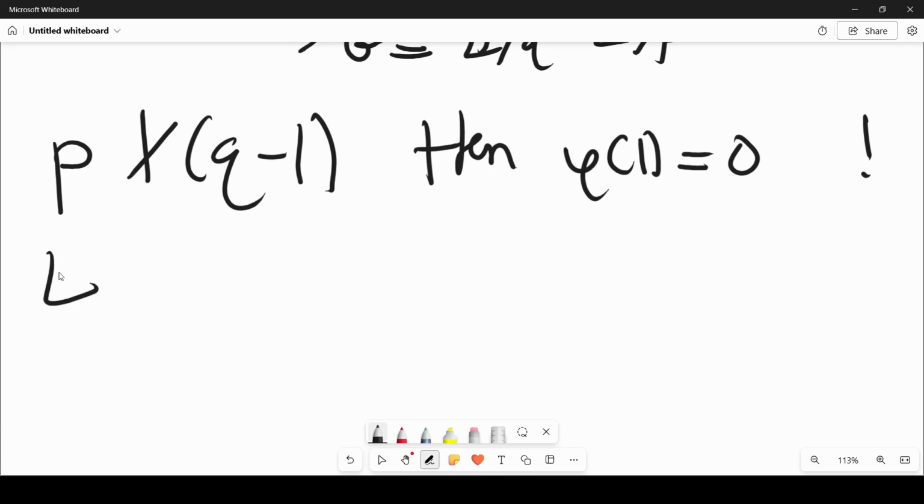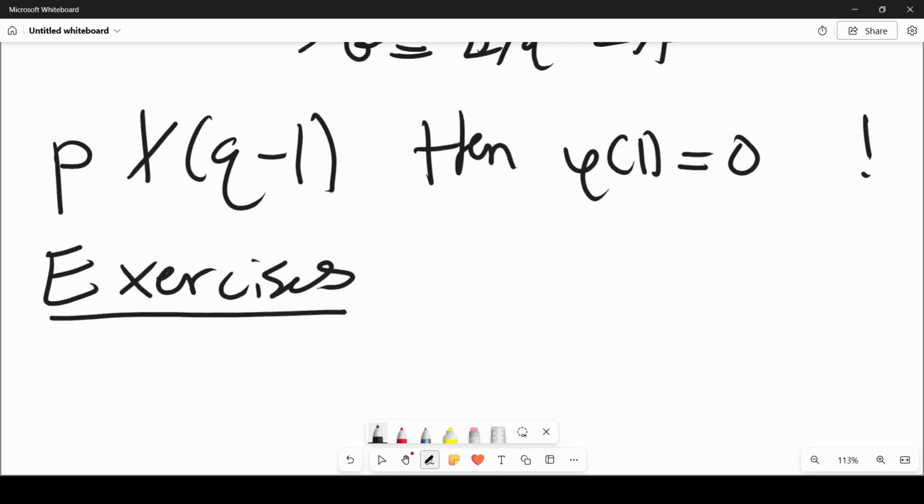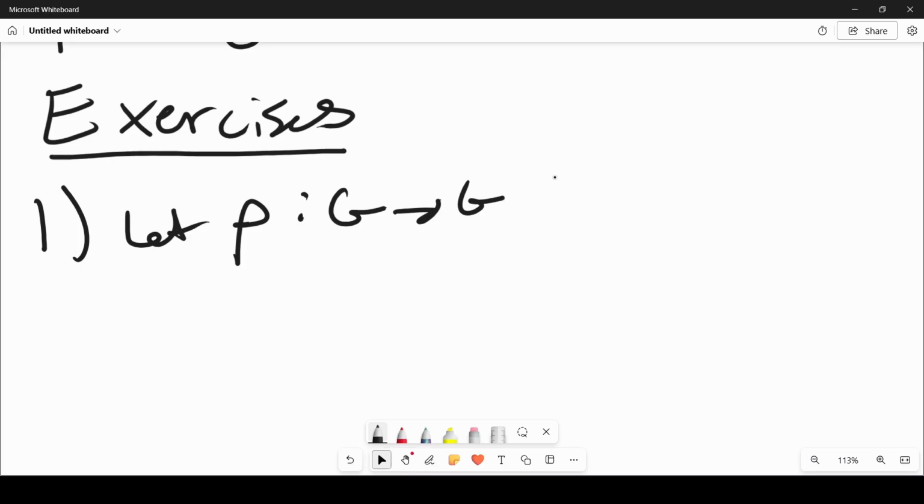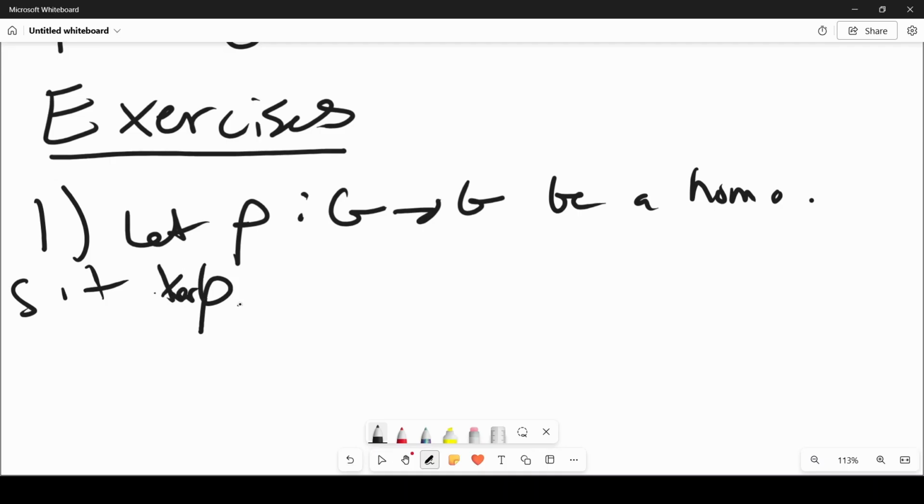Okay, great. So now that you've gotten a decent introduction to semi-direct products, I'm going to give you some exercises that you can work on your own for practice. So the first one is: let rho from G to G be a homomorphism such that the kernel of rho equals the kernel of rho squared, or rho composed with rho.